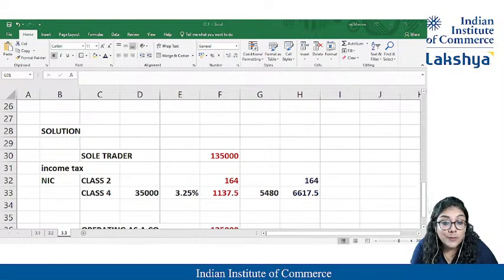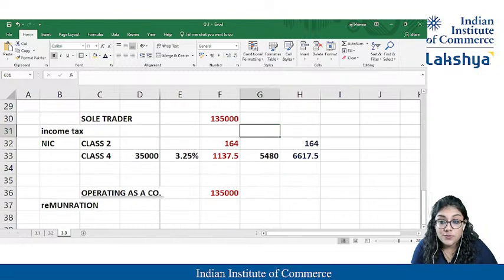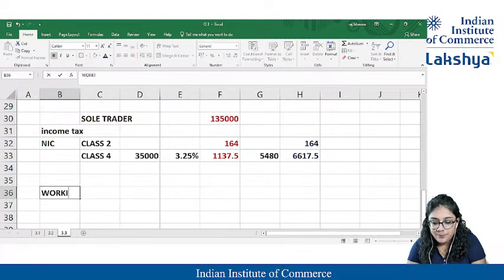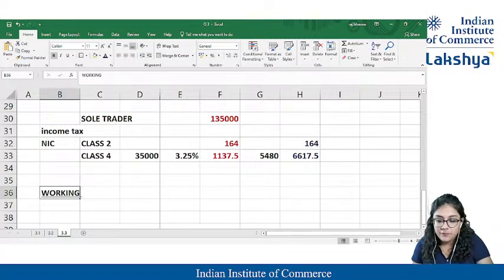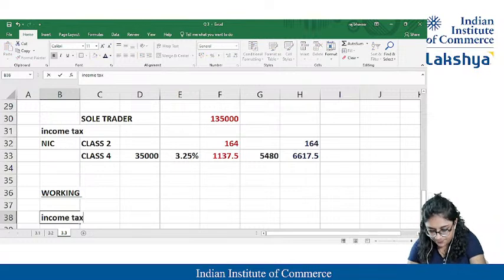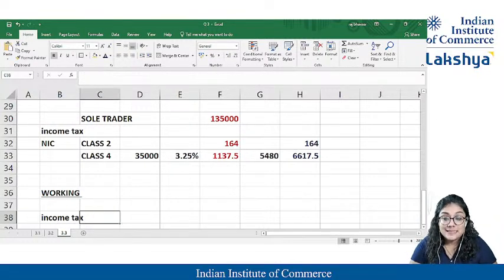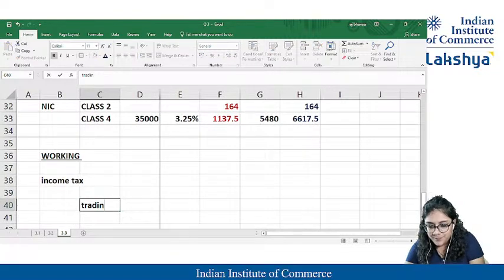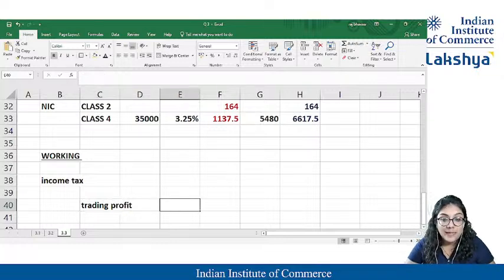Ma'am, what about the income tax change? If I'm talking about income tax, we need to know the solution. Okay, I'll just delete it. We can do the working here only for income tax calculations. For income tax, my examiner has told me to consider the remaining for self-employed. Okay, we can take that trading profit. What is my trading profit? My trading profit over here is now 1,35,000.